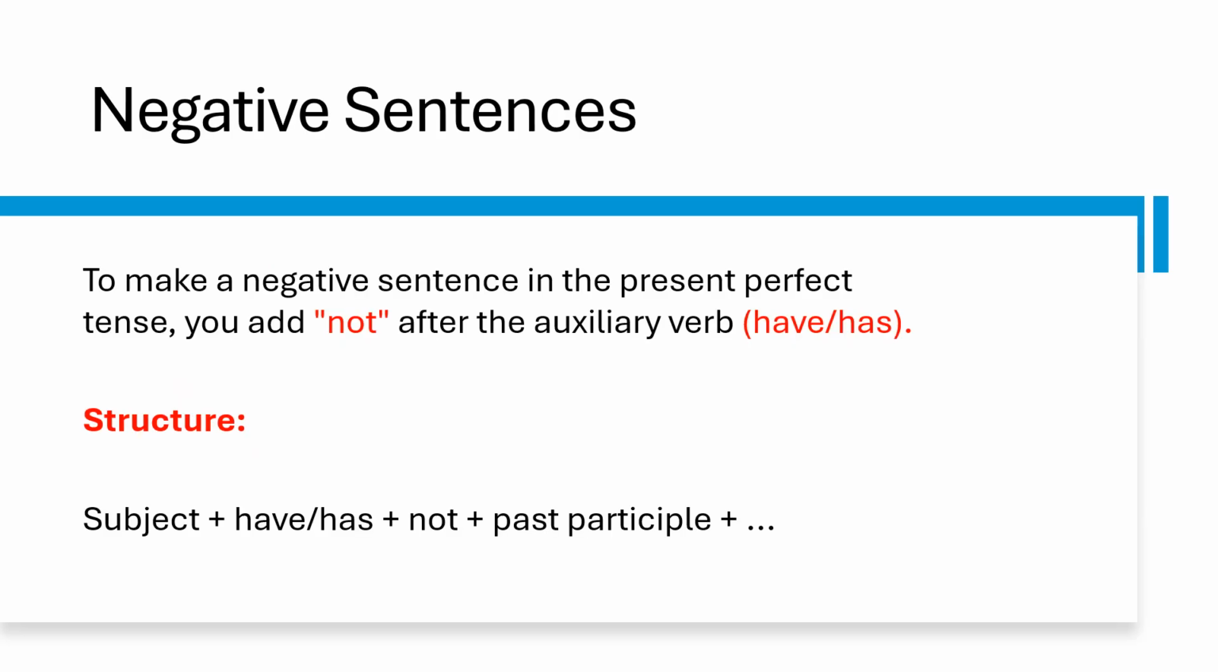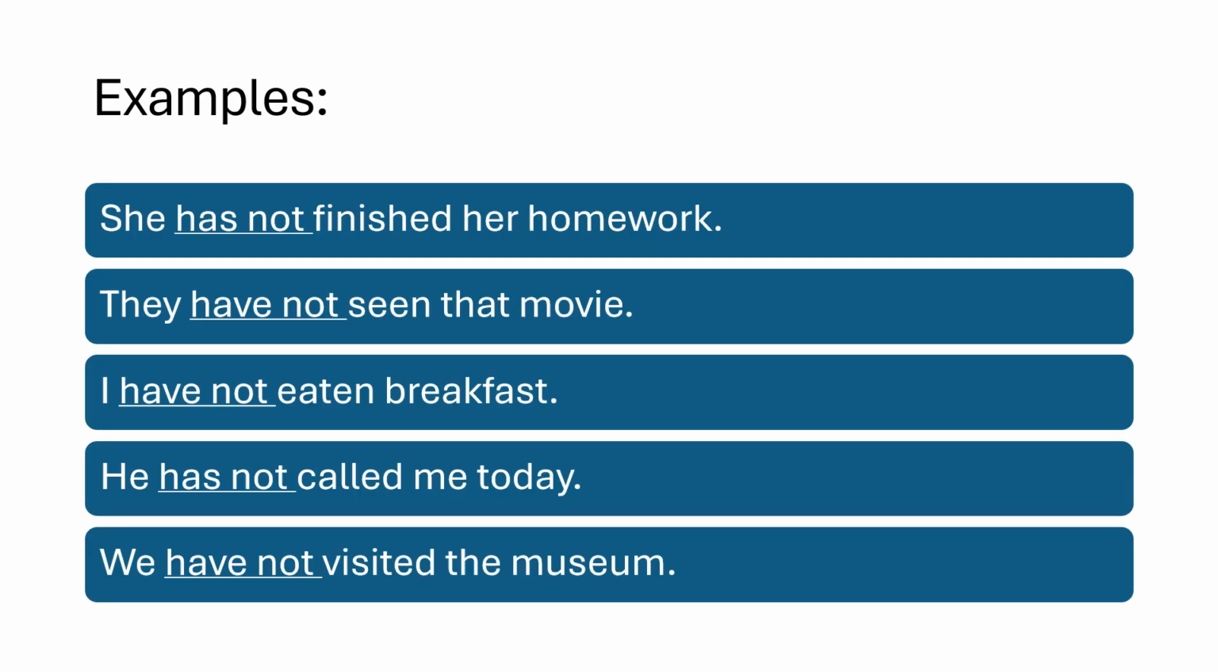How to make negative sentences? To make a negative sentence in the present perfect tense, you will add not after the auxiliary verb have or has. Structure: subject plus have or has plus not plus past participle plus object.